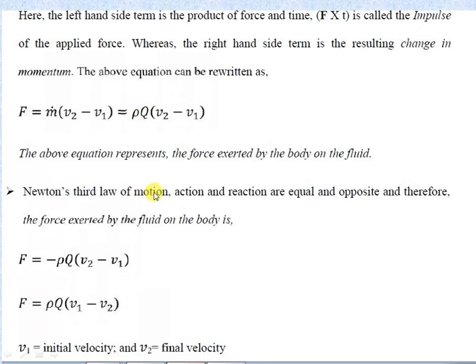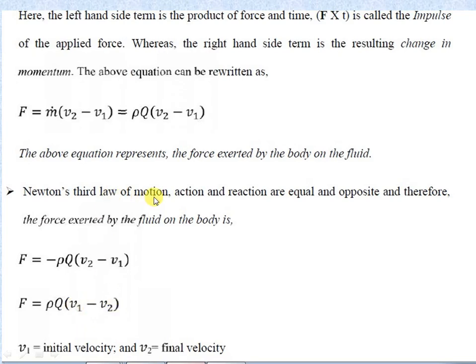But from Newton's third law of motion, action and reaction are equal and opposite. So therefore, the force exerted by fluid on a body is F is equal to minus, take the minus sign common, rho Q (v2 minus v1). Because in this chapter, in a turbine, we require the force exerted by fluid on a turbine blade. So the final equation is F is equal to rho into Q, it is m dot, into (initial velocity v1 minus v2).